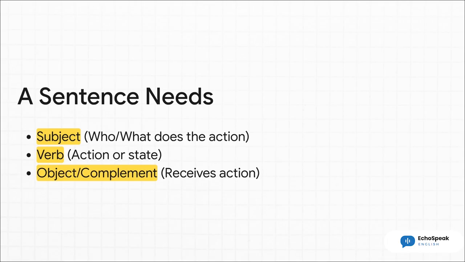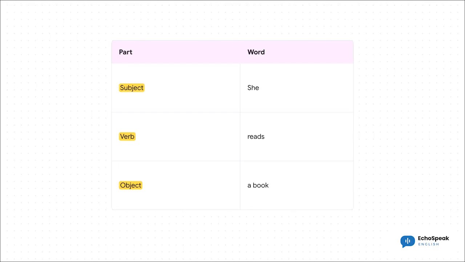After the subject comes the verb. That is the action. And then a lot of the time, you'll have an object. That's the thing that receives the action. All right, let's circle back to our first sentence and break it down. She reads a book. The subject is she. The verb, the action, is reads. And a book is the object because it's the thing that she reads. That makes sense. You've got it.